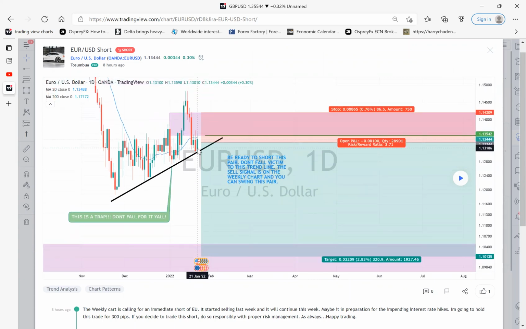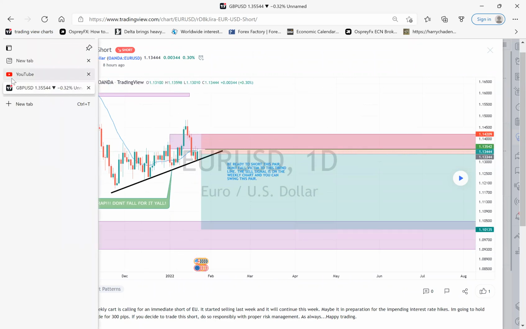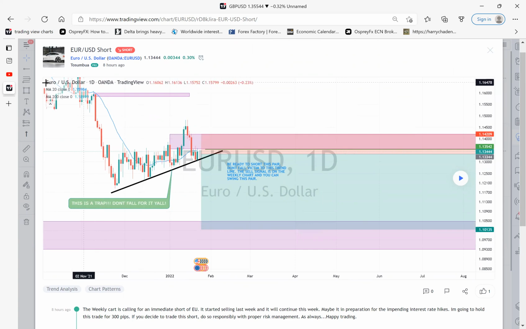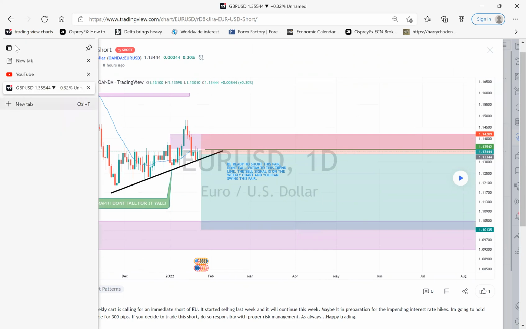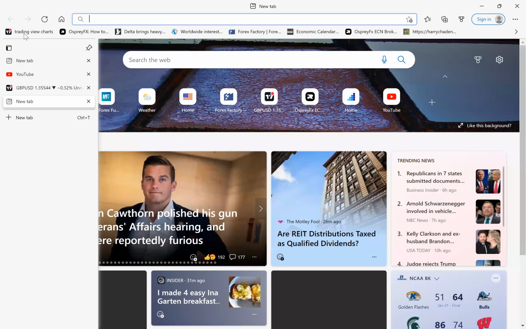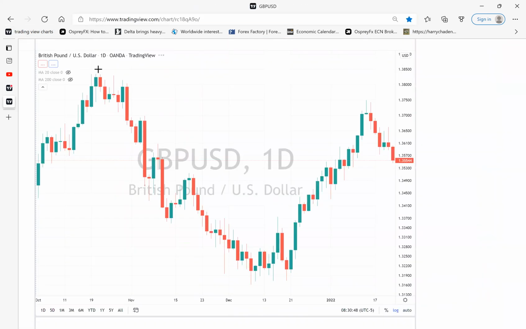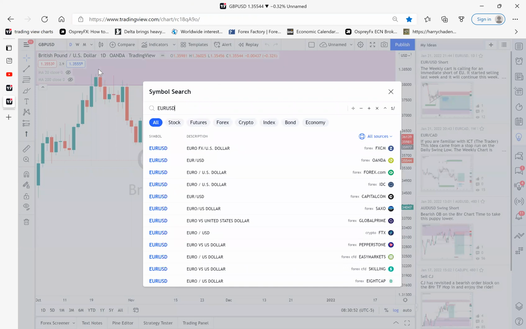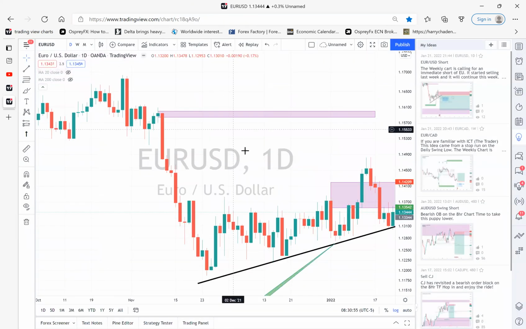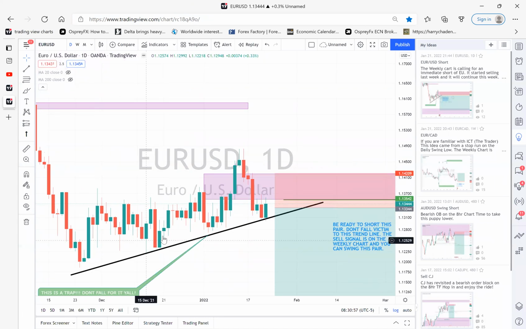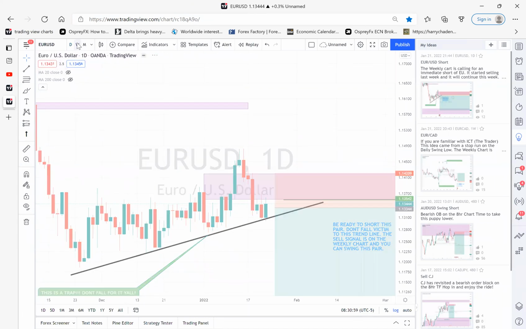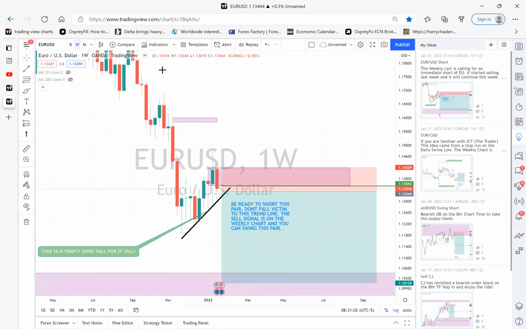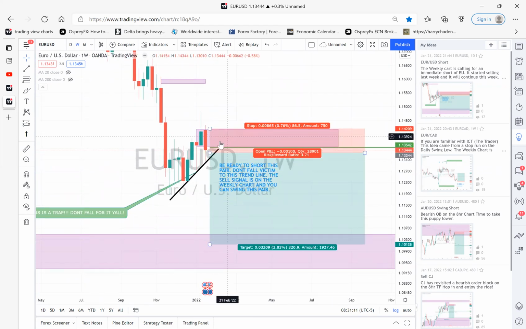Problem with that is, if we go to the weekly chart, TradingView, EUR/USD. The problem with this trend line is if we take it to the weekly chart, guys, we've got a hot darn bearish order block right here. That means that this price is about to collapse. It's going to sell on you.